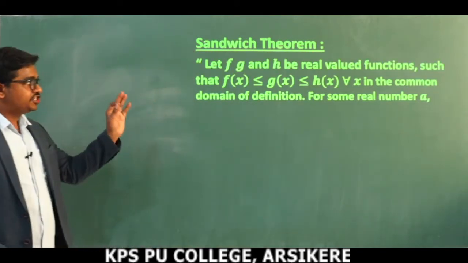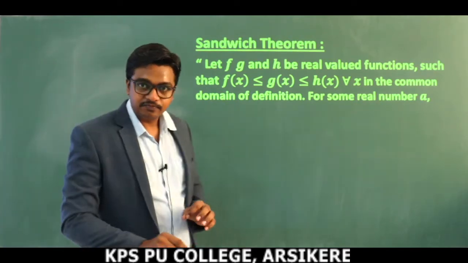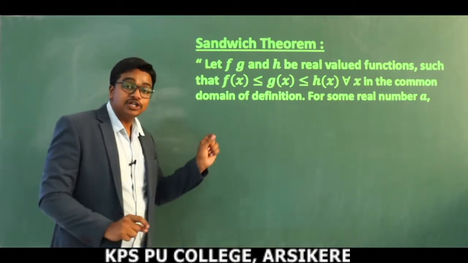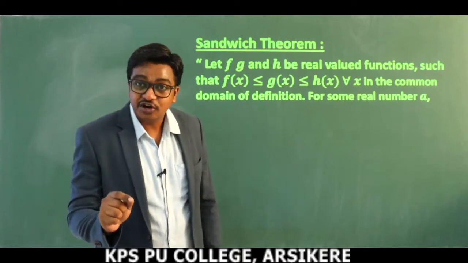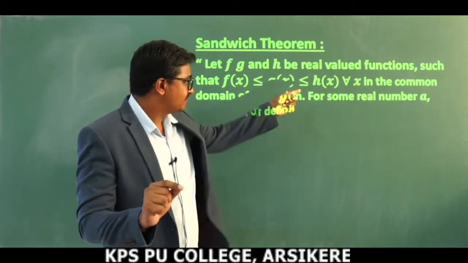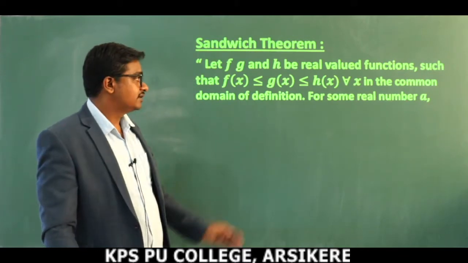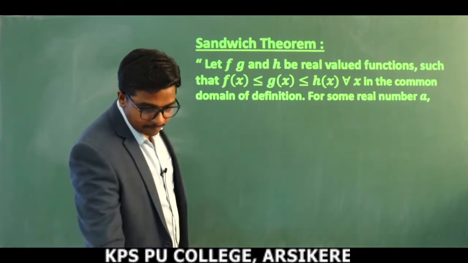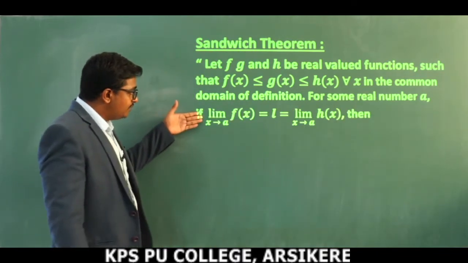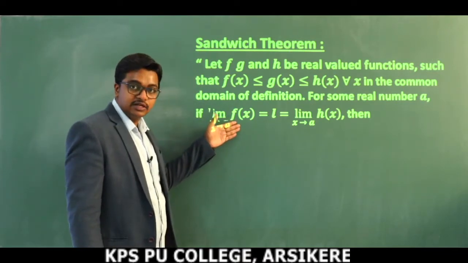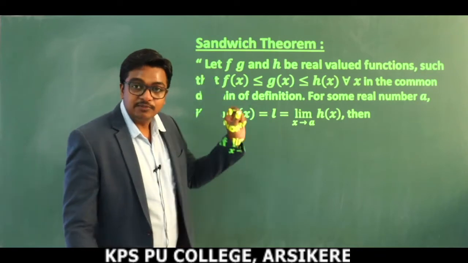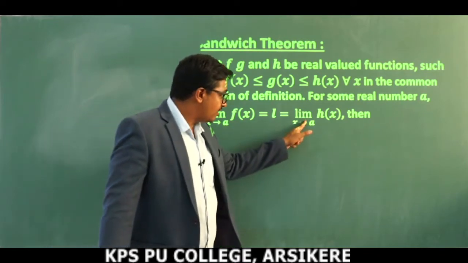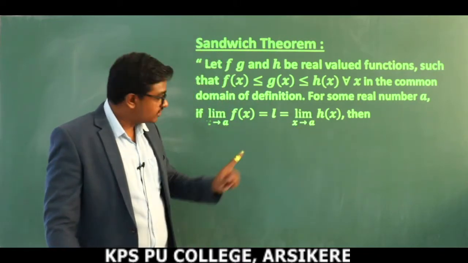Let f, g and h be real valued functions such that f of x is less than or equal to g of x, less than or equal to what? h of x, for all x in the common domain of definition. For some real number a, if limit as x tends to a of f of x is equal to L, what is the limit of the function f of x when x tends to a? It is L. At the same time, limit as x tends to a of h of x is also L.